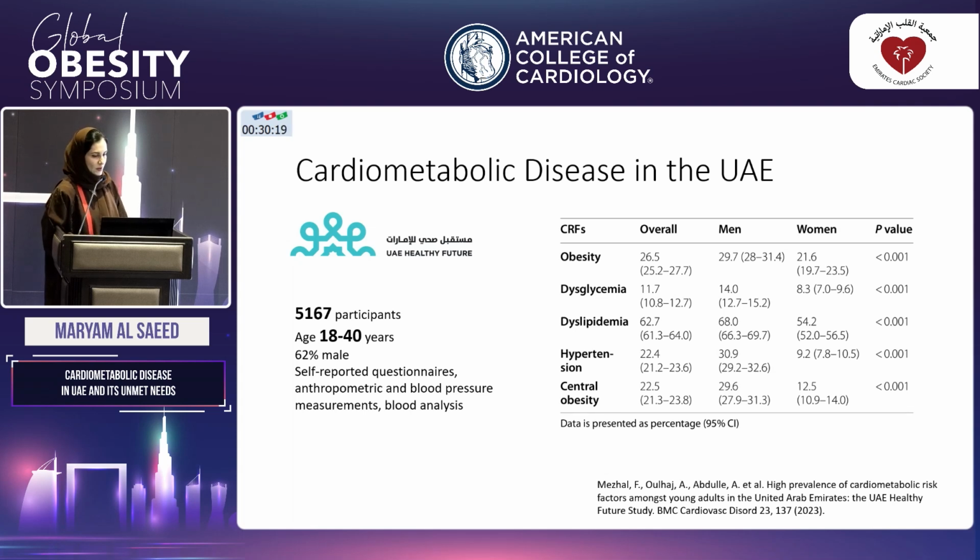And if you look at the prevalence overall of obesity in this young group of adults, 26.5% had obesity. Dysglycemia, which can be defined as either pre-diabetes or diabetes, was about 11.7%. Dyslipidemia really high at 62.7% in this young patient cohort. Hypertension in 22%, and central obesity, which we know is associated with visceral adiposity and metabolic disease, was present in 22.5%. So it's really concerning to see that young people have these cardiometabolic risk factors here in the UAE.